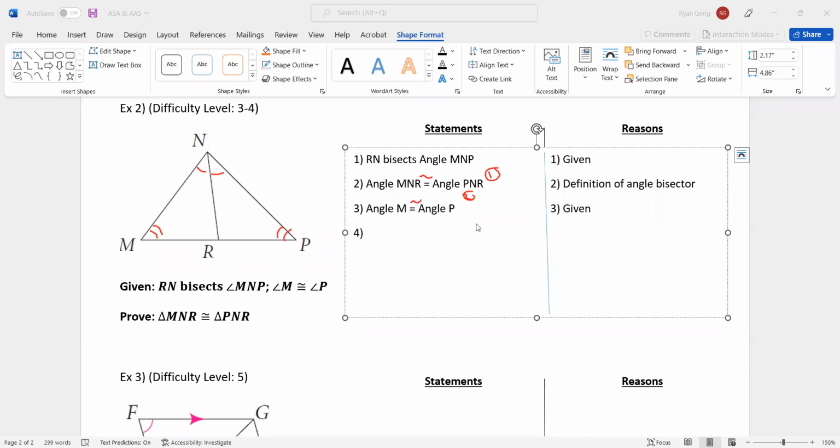I need a third. Now, I could say 3 angles. But that's not one of the theorems we've learned. We have not learned angle, angle, angle, and we never will because it's not a thing. Okay, we need a side. To show 2 triangles are congruent, you have to have at least one side congruent. Well, the only side I can say anything about is NR, and it is congruent to itself. Why is it congruent to itself? Reflexive property.